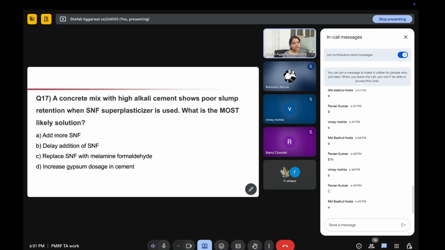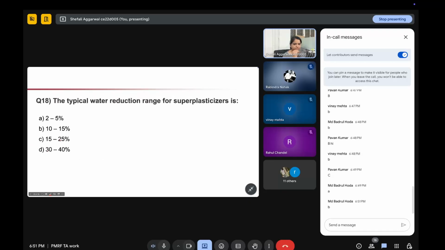So we are talking about SNF superplasticizer. I think last to last question also we talked about the same thing. B, correct. If we are adding SNF superplasticizer, it is fighting with the gypsum for the C3A sites, and it can cause an incompatibility issue in your concrete cement paste. So the best solution is to add SNF after initial hydration, or delayed addition of SNF. I hope this is clear with everyone.